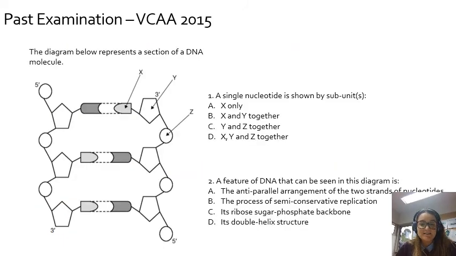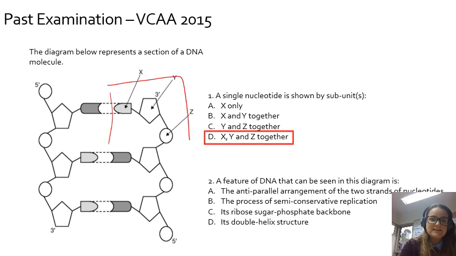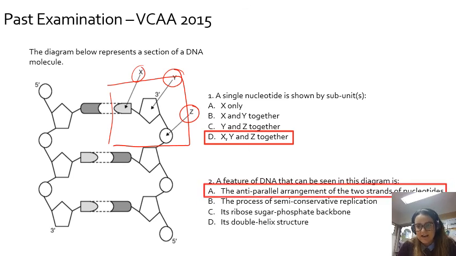Last question, well, it's a double whammy, but this is from VCAA 2015. So you can see there that a single nucleotide is this whole unit here. So that contains X, which is the nitrogenous base, Y, which is our sugar, and Z, which is our phosphate. The second question, the feature of DNA that can be seen in this diagram is the anti-parallel arrangement of the two strands of nucleotides. And we can tell it's anti-parallel because it's been labelled with the 5' and 3' ends.